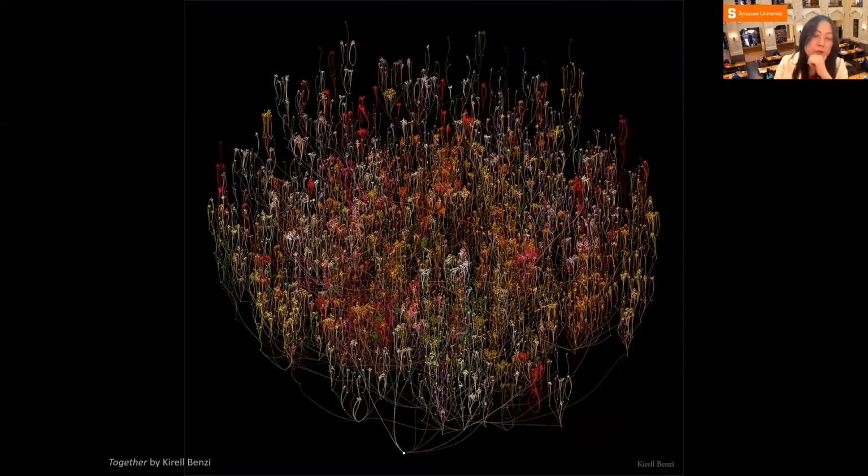Another example I have here is called Together by Kirill Benzi. This work visualizes the hierarchical position of employees in the Harvest group, and it has 17,201 nodes, starting from the CEO all the way down to each of their employees. The Harvest group is one of the top leading communication groups in the world that has a presence in more than 100 countries.